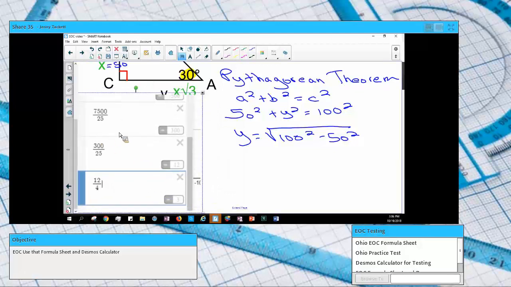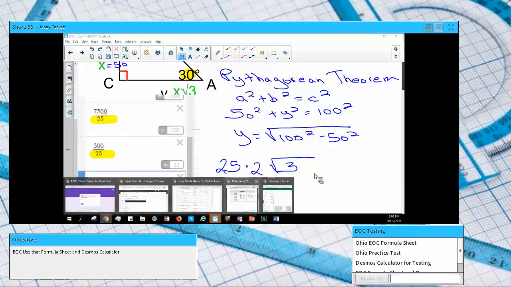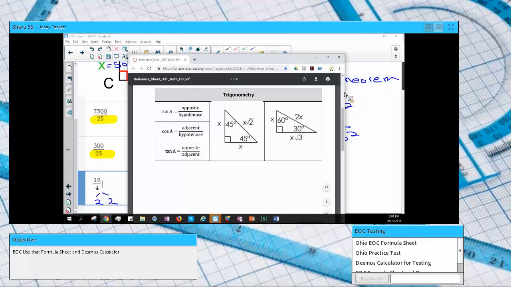I've got two factors of 25 to take out. So outside the radical, I'm going to put 25. 4 has two factors of 2, and the 3 stays under the radical. It's a prime number. Notice I'm still getting 50 square root of 3, but I had to do more work for it using the Pythagorean theorem. If we use our formula sheet for the 45, 45, 90 or 30, 60, 90 triangles, we may save ourselves some work.